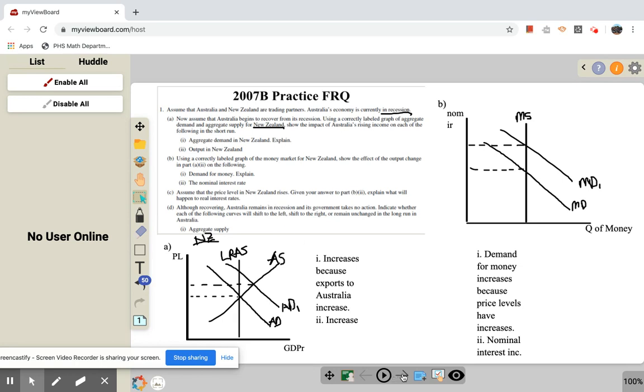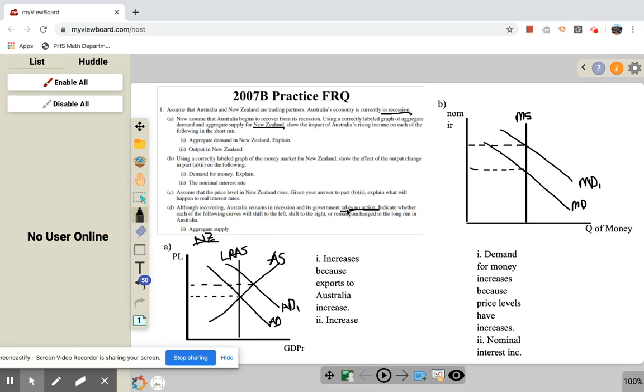So for part C, you guys can go through and do a little research on this if you want to. Okay, but we have to say it's indeterminate because we are not given specific numbers. We don't know. Okay. Now part D, although recovering, Australia remains in recession and its government takes no action. That's the key there. Okay, government takes no action.